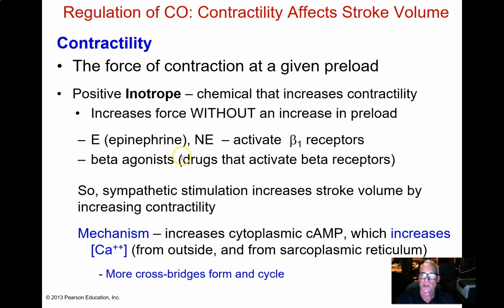Another example of a positive inotrope, a little bit the same idea, but a more artificial one: a beta agonist, a drug that binds to the same beta-1 adrenergic receptors in the heart, but it just isn't epinephrine and norepinephrine. For example, isoproterenol. Isoproterenol is a classic beta agonist used to step up the function of the heart clinically in an emergency. So the sympathetic nervous system increases stroke volume by increasing contractility. Again, increasing cyclic AMP increases calcium coming into the cytoplasm and more cross-bridges.